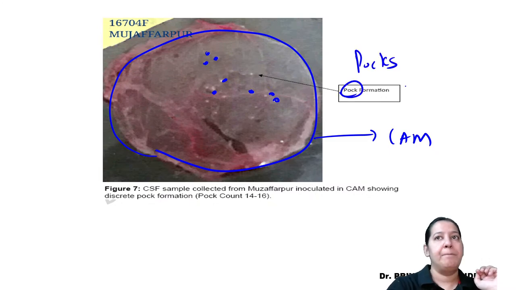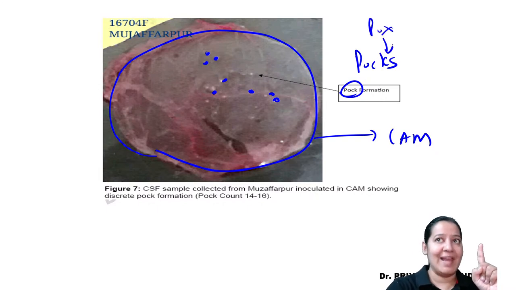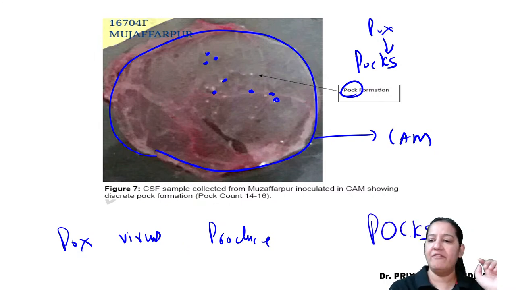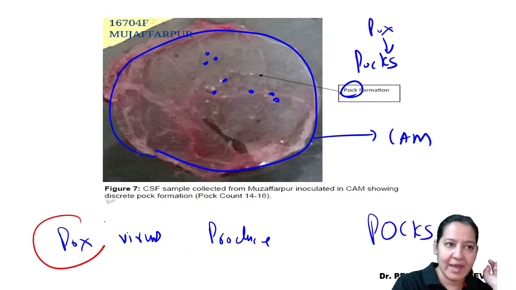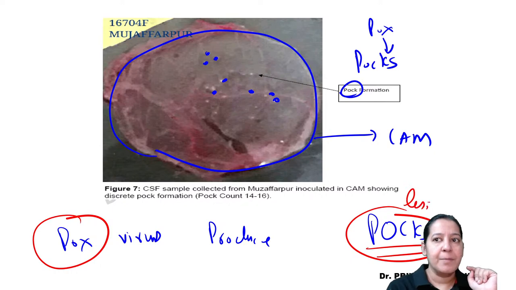P-O-C-K. So can I say it is done by pox virus? See the spelling. Pox virus produces pock, but the spelling is different. Can you see what I have written? I have written pox virus produces pock on CAM. So pocks are the lesions produced on the CAM by a virus.